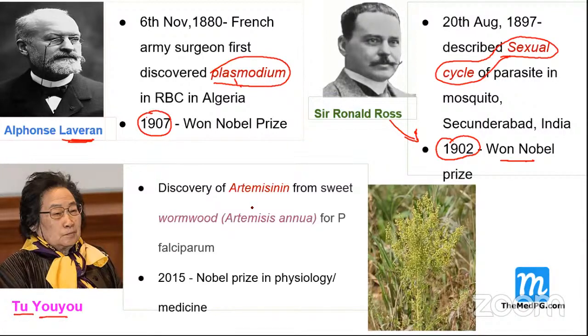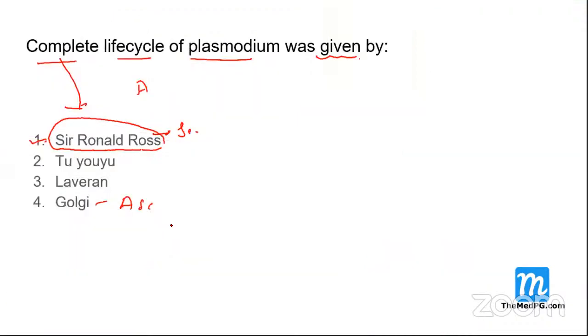She is the one who has described artemisinin. This is a herbal drug which is now used as a line of treatment for Plasmodium falciparum. She has received the Nobel Prize and she is still alive, nearly 80 plus years old. She is from China and is the first Chinese woman to get this Nobel Prize.